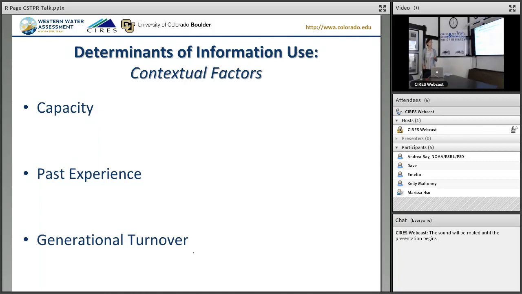So one manager explained, we have a lot of newer employees in our department that are well versed with that sort of thing, looking at forecasts and using technology. So it was explaining why they felt more prepared for drought than they felt in the past because of new people that had come in.